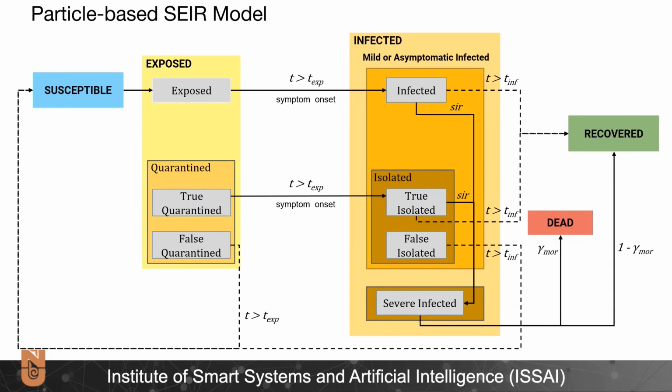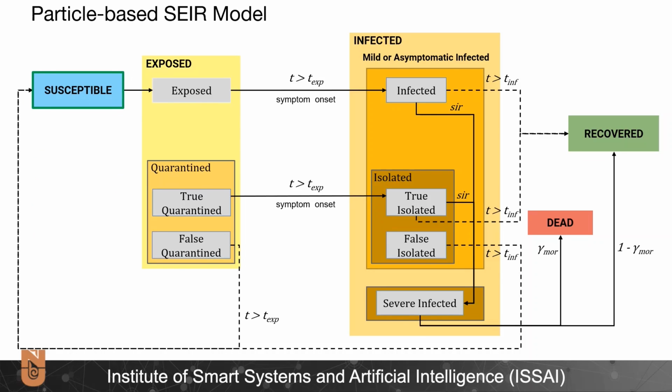So here is the state chart of the model. We have 4 superstates: susceptible, exposed, infected, and recovered. The exposed superstate consists of exposed and quarantined states, where the quarantined state consists of 2 substates, true quarantined and false quarantined. The infected superstate consists in turn of infected, isolated, and severe infected states, with the isolated state composed of true and false isolated substates. Initially, all particles are susceptible.